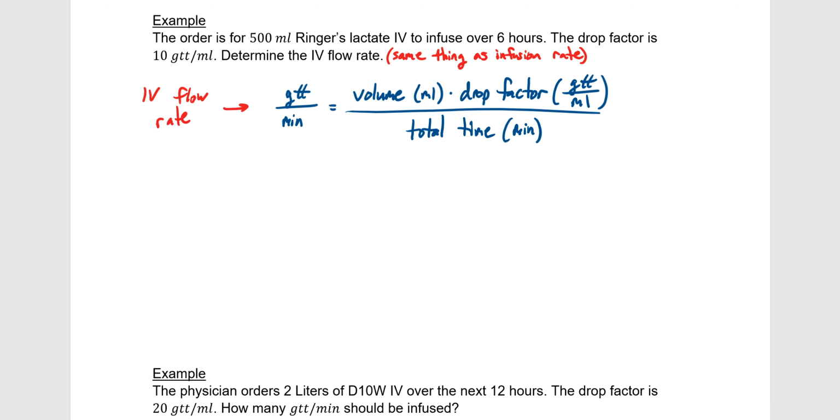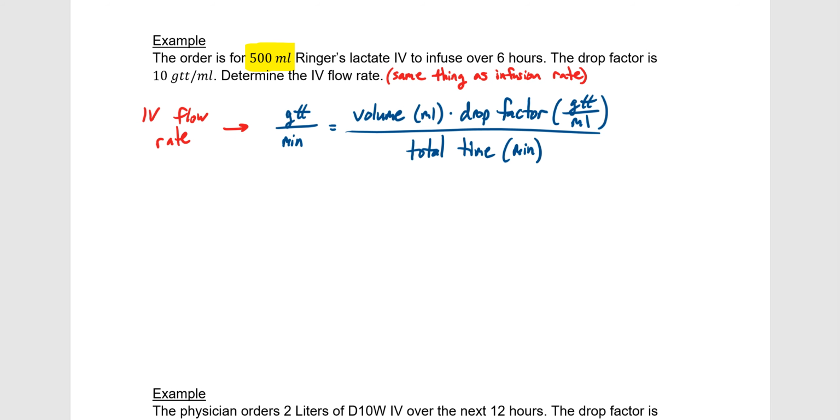So we have the same formula as we did before, so let's take a look at the information that we have. We need 3 pieces of information. We have the volume in milliliters, which is what we need, correct units. We have the drop factor, 10 drops per milliliter, which is what we need. And we're given the total time of 6 hours. So once again, we have to convert that into minutes. We have to multiply that by 60. And multiplying that by 60, we get 360 minutes. So that's what we're going to be using in the formula, and we're going to plug everything in here.